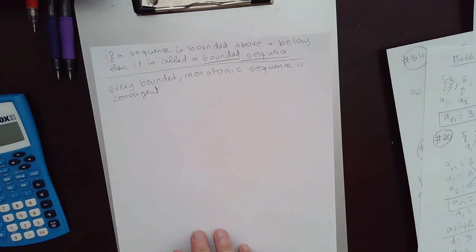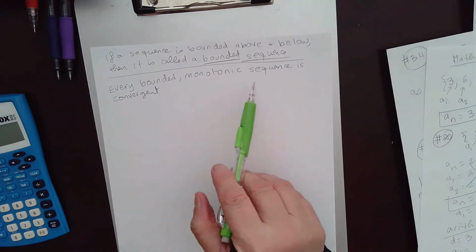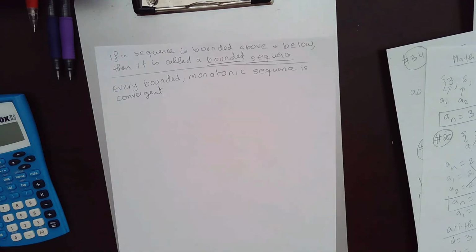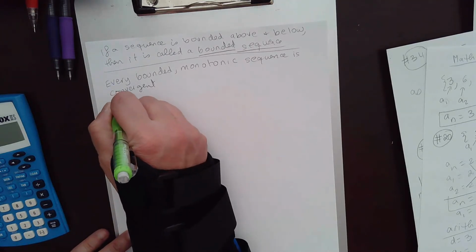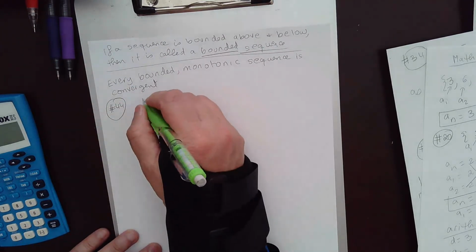One last one here. Every bounded monotonic sequence is convergent. Remember, monotonic means it's either increasing or decreasing. So let's go ahead and do additional problems. We've done some problems, so let's do one with ln. Let's take a look at number 44. So we'll do more problems here.